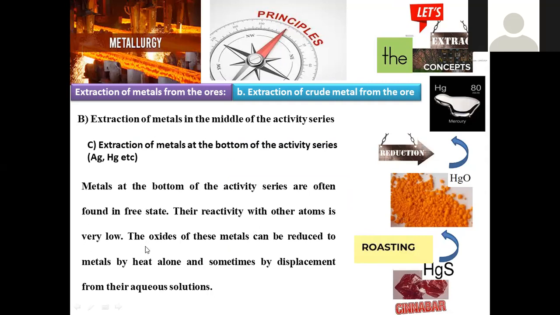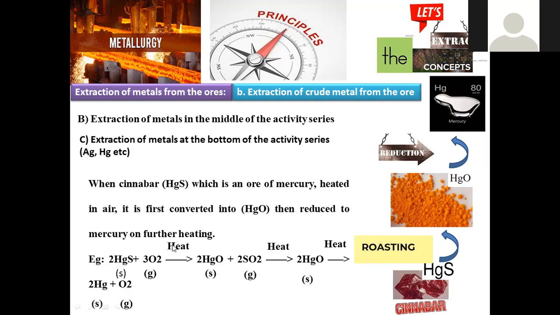Metals at the bottom of the activity series are often found in a free form, and they are more stable in nature. Their reactivity compared to other atoms is comparatively low, but they are more stable in nature. The oxides of these metals can be reduced by heating alone, sometimes by displacement reactions. So heating is the suitable method for extraction from their oxide forms. If they are present as sulfide, roasting is a suitable way. If oxide is there, the method is heating, that means raising the temperature very high so that the oxide gets converted into the reduced form of pure metal. So this is for the metals which are stable in nature.